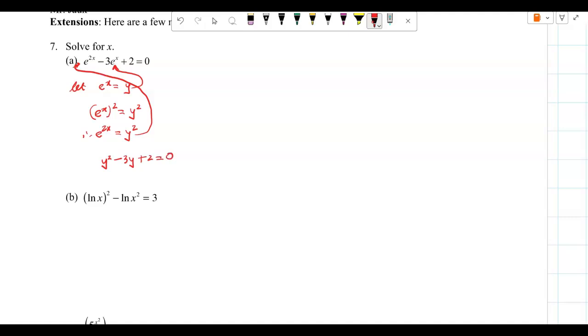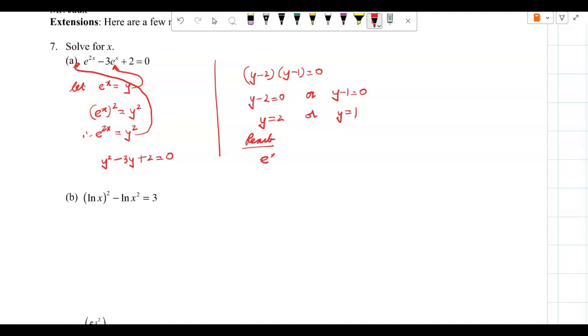Then it's a quadratic. So y minus 2, y minus 1 is equal to 0. So y minus 2 is equal to 0, or y minus 1 is equal to 0. So y is equal to 2, or y is equal to 1. Now resubstitute: e raised to x is equal to 2, or e raised to x is equal to 1.